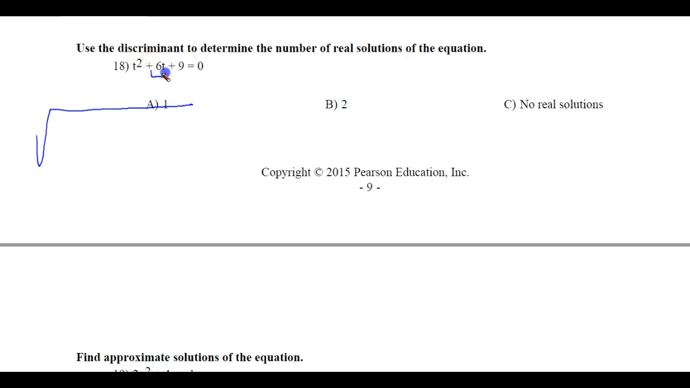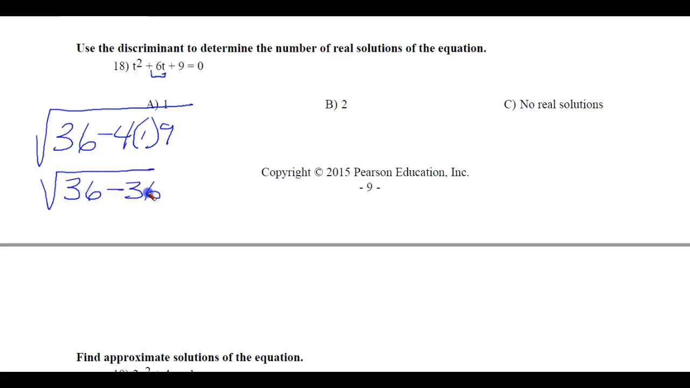So our b is 6, so that's going to be 36, minus 4, a is 1, and c is 9. So interestingly, this comes out to be 36 minus 36, which is going to be 0. So when we have the square root of 0, that's just nothing, is 0. Whatever we have, we only get one answer. So that is letter A.